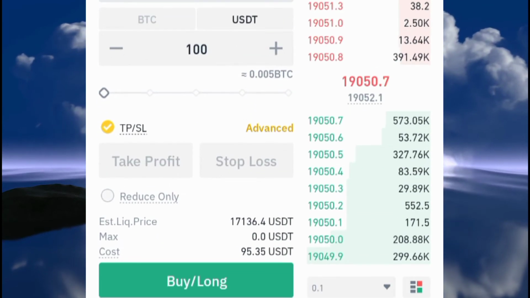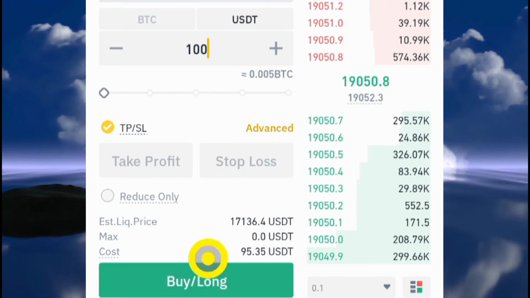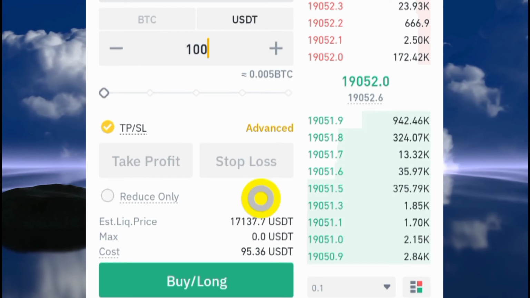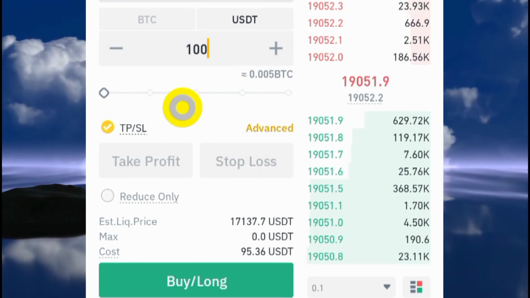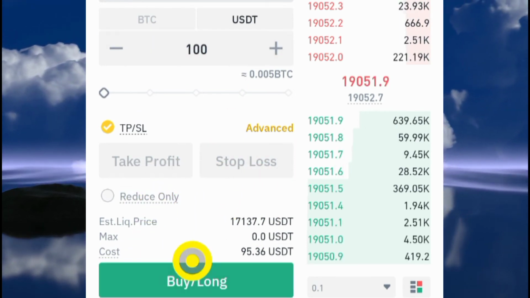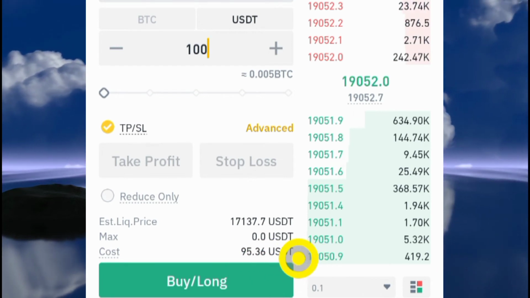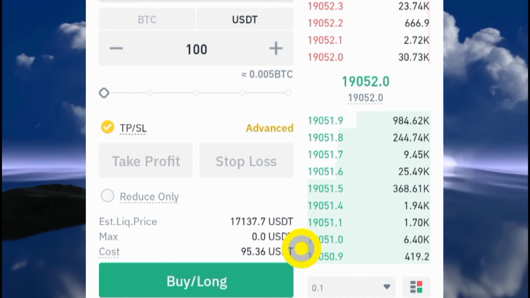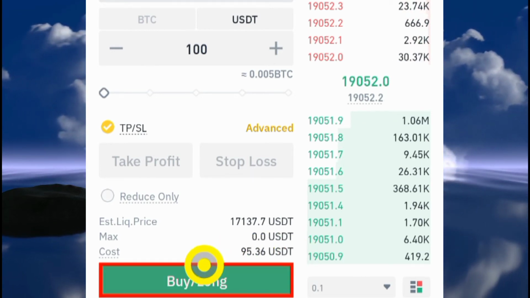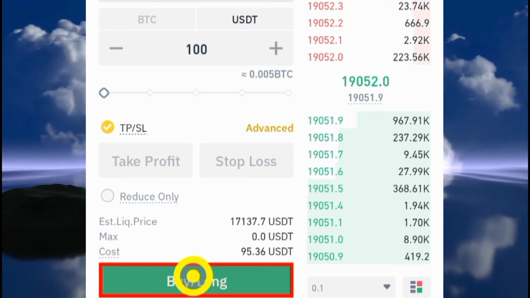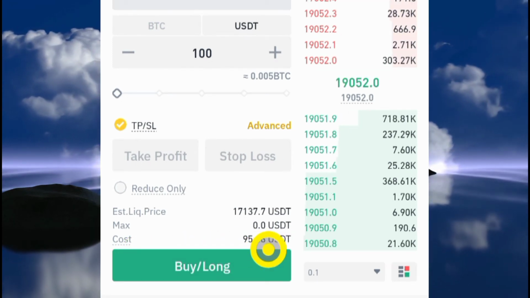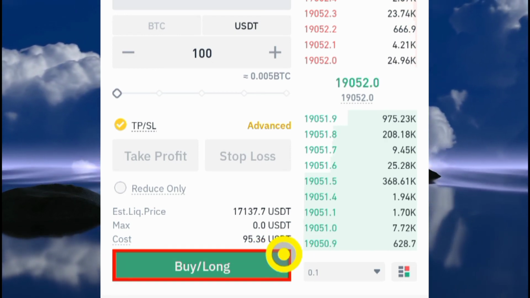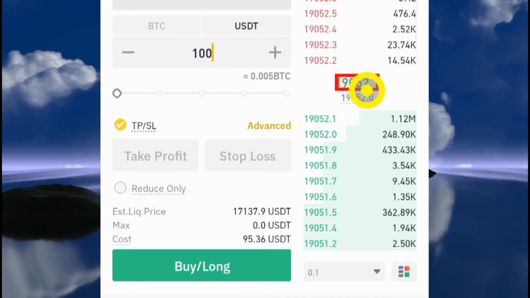Notice that down here I have a cost of 95.35 USDT. So Binance is telling me that for me to buy Bitcoin worth $100, I would need to spend about 95.36 USDT. So this money here is what is called my initial margin. This is the amount of money I need, and if I actually click on this buy button, the cost might differ a little bit from this. It might become 96 point something or actually 100 USDT, and that's because of fluctuations in price.